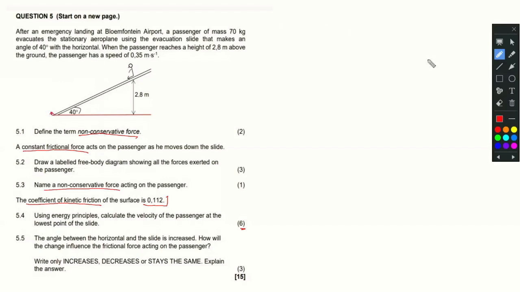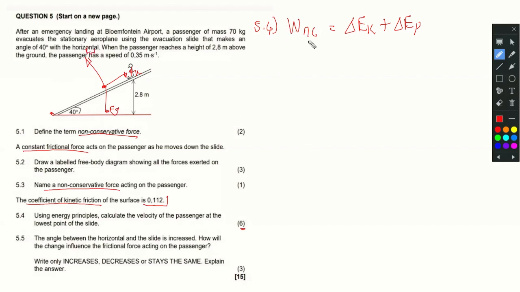So now we have decided that we are going to use work done by non-conservative force. Let's indicate this as 5.4. The formula breaks down as change in EK plus change in EP, right? Now we've identified that the only non-conservative force acting here is the frictional force. Note that your normal force and also your FG are conservative forces.